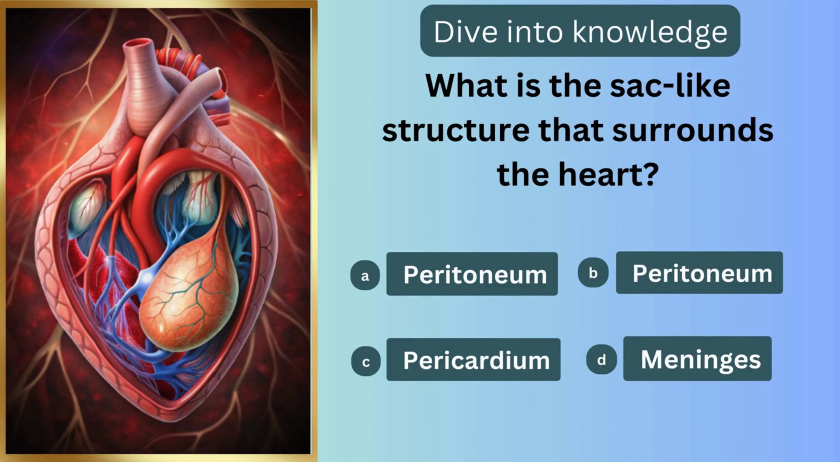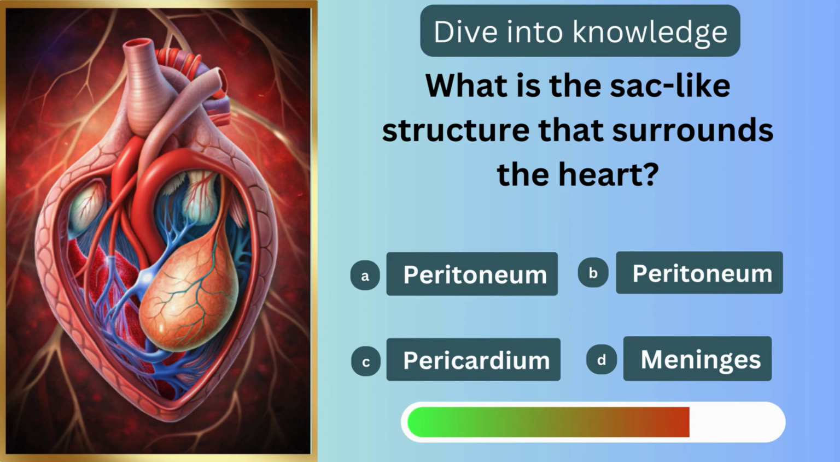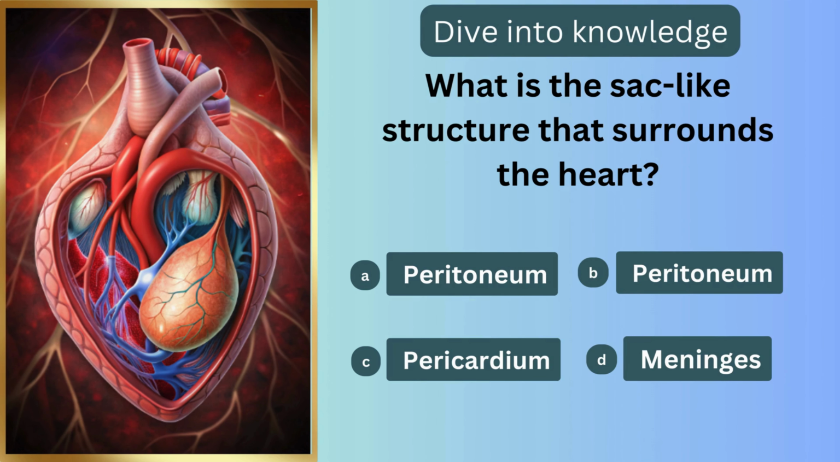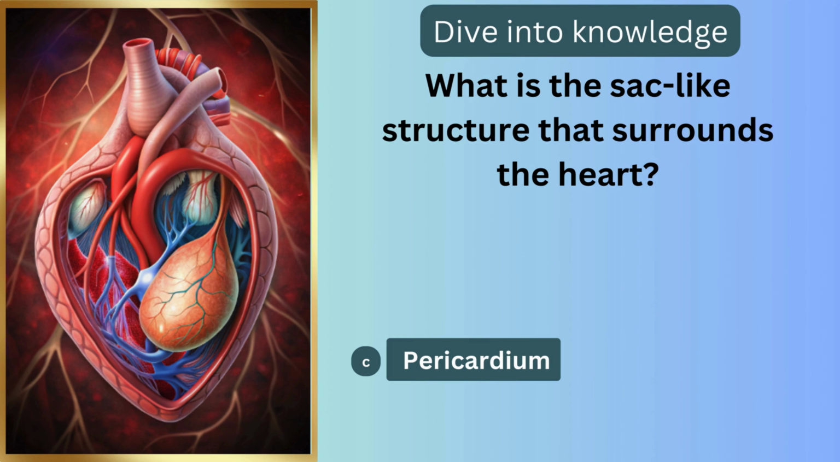Next question is, what is the sac-like structure that surrounds the heart? Let's take a look at the options. A. Peritoneum. B. Pleura. C. Pericardium. Or D. Meninges. Time's up. The right answer is C. Pericardium.